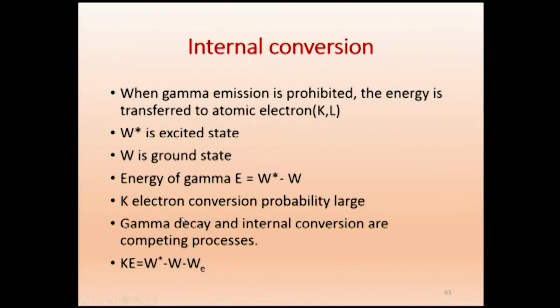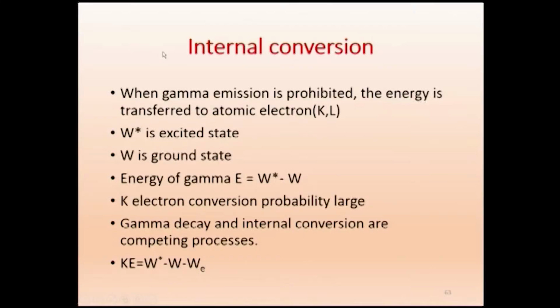When you go to gamma decay and internal conversion, both are competing processes. When gamma emission is prohibited, we get internal conversion taking place. So in the case of internal conversion, what will be the kinetic energy of the electron? That will be W star minus W, and not only that, we also have minus W written there, because this electron is bound to the atomic shell.